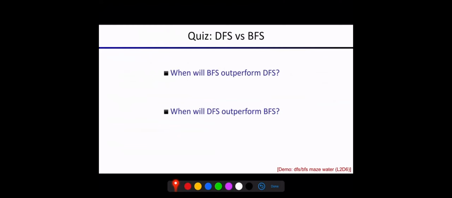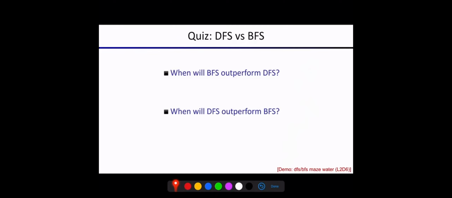When would you think that BFS would outperform DFS and vice versa? When is breadth first search, exploring level after level after level, better than depth first search, going deep, deep, deep, and then backtracking, and deep, deep, deep, and backtracking? When would BFS outperform DFS? Can anybody give me a little example?